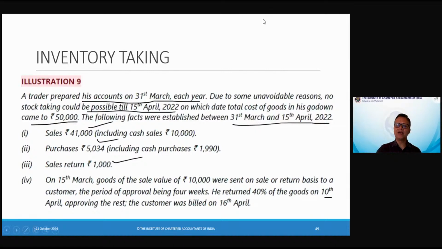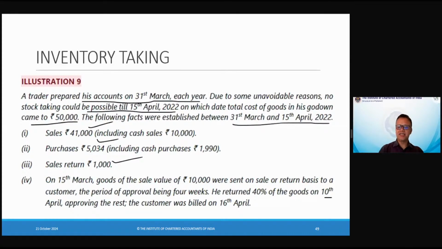Now, if you clearly observe the fourth point, up to the third point everything is fine. On the fourth point, we see that goods of sale value 10,000 were sent on a sale or return basis to a customer, and the period of approval was 4 weeks. 4 weeks means just consider it as 1 month, that means 15th March to 15th April.